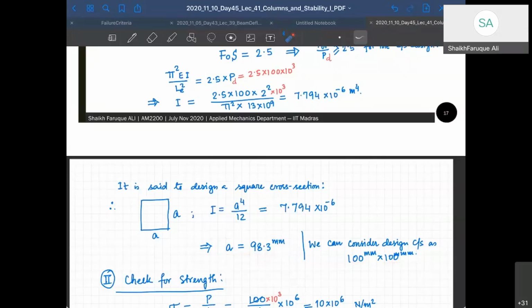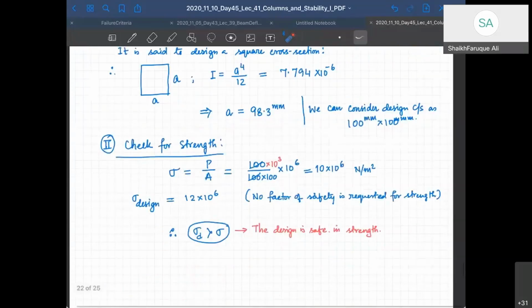Now this is not enough, right? I have to check whether the column is going to fail in strength or not. So check for strength. So what is going to be sigma? Sigma is going to be P by A, right? It's an axial member, so it's load by area. So now the load, it's 100 into 10 to the power of 3, and then you do all the calculations. And this has to be converted to meters, so 10 to the power 6 on the top. So it calculates to be 10 into 10 to the power of 6.